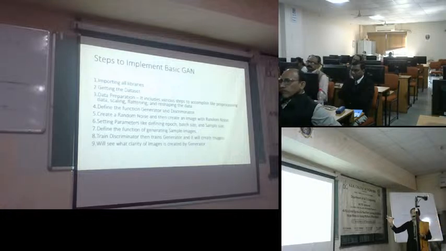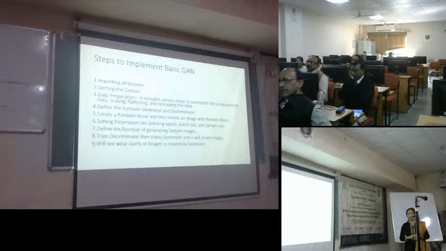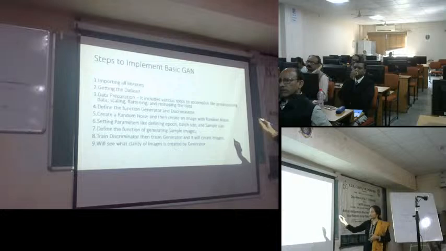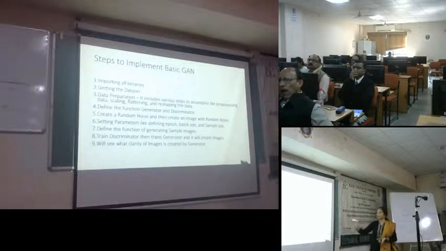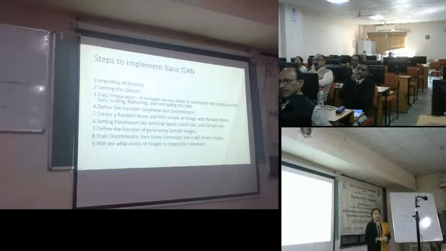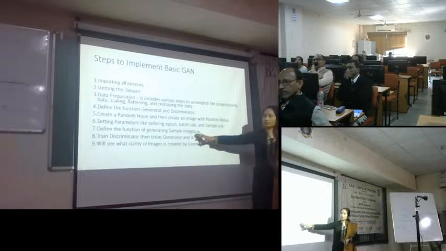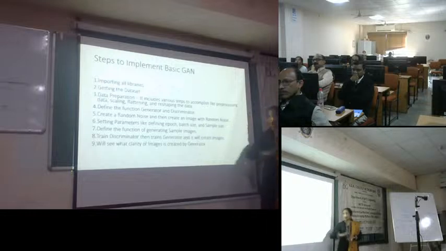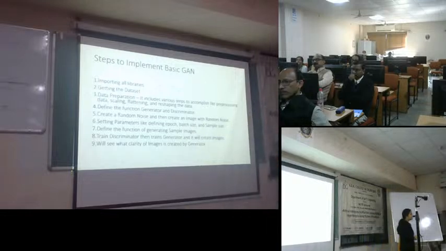Define the functions for the generator and the discriminator. First, we have to define the function only, not the model. Function. Create a random noise and create an image with the random noise. Setting parameters like defining epoch, batch sizes, and normalization. Define the generator for generating sample images. So there is a model and there is a sample image generated by the generator. Now train the discriminator on the fake images as well as the real images and create the loss. We'll see what clarity of images is created by the generator at the last. As you can see, you can't distinguish here, right?